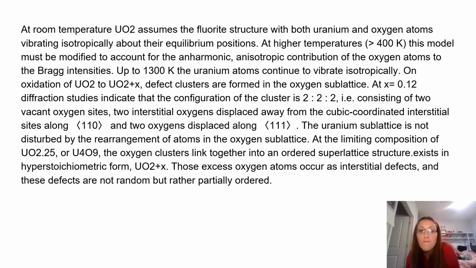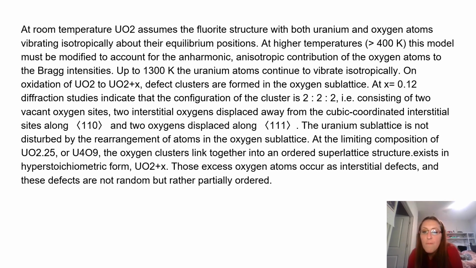On oxidation of UO2 to UO2+x, defect clusters are formed in the oxygen sublattice. At x equals 0.12, diffraction studies indicate that the configuration of the cluster is 2-2-2, i.e. consisting of 2 vacant oxygen sites, 2 interstitial oxygens displaced away from the cubic coordinated interstitial site, and 2 oxygens displaced. The uranium sublattice is not disturbed by the rearrangement of atoms in the oxygen sublattice.